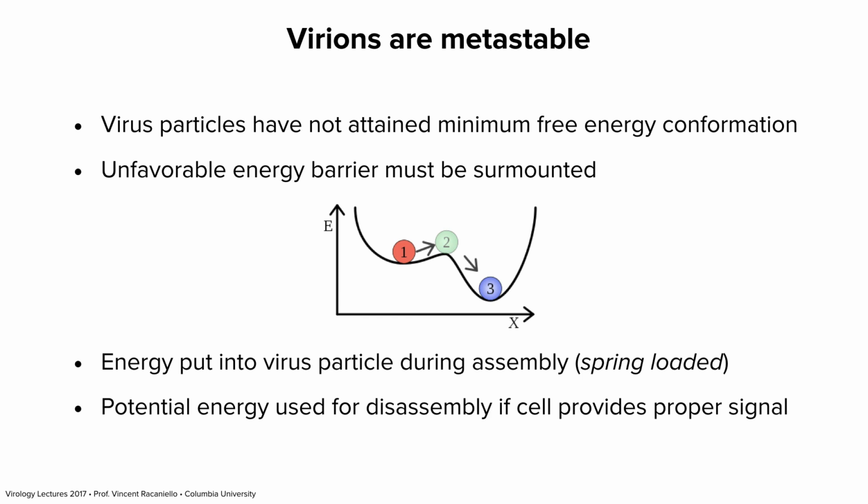And where that energy comes from is that it's put in the particle during assembly. When the virus particles are put together, energy goes into them, and we call them spring-loaded as a result. The virus particle is like a spring, and if you have the right trigger to pop the spring, the virus particle will uncoat. The energy will be released, and the minimum free energy will be attained. So that energy put into the virus particle is used for disassembly, for the virus getting less stable, again, when the cell provides the right signal.